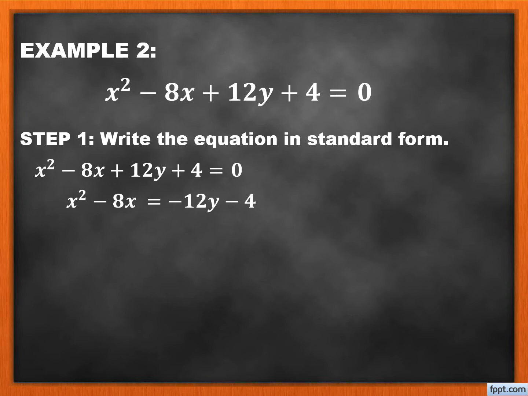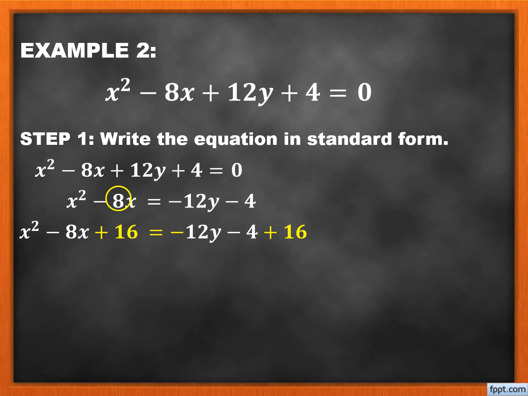Now, let us make the left side of the equation a perfect square trinomial using the coefficient of x, which is 8. Again, divide it by 2 and square the answer. That is 8 divided by 2 is 4, and the square of 4 is 16. Therefore, we add 16 to both sides of the equation. Therefore, we have x squared minus 8x plus 16 equals -12y minus 4 plus 16.